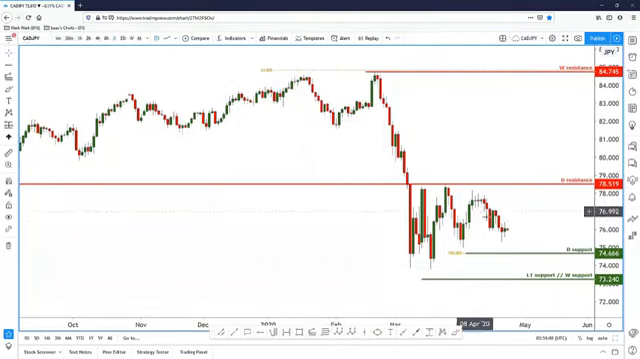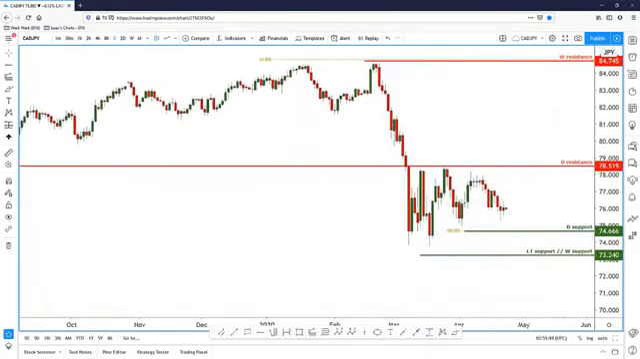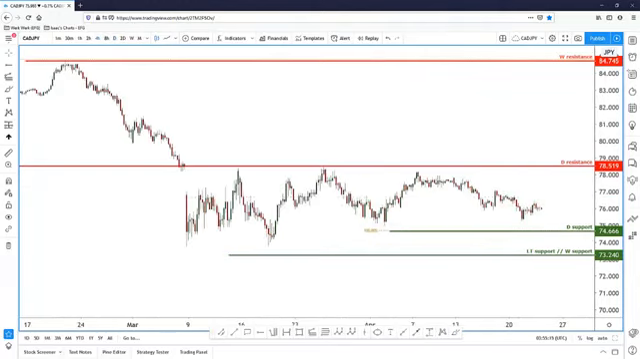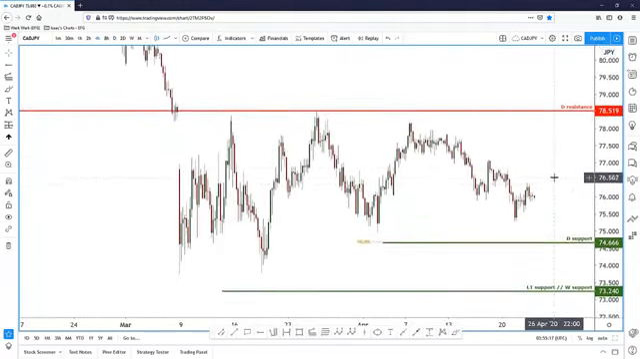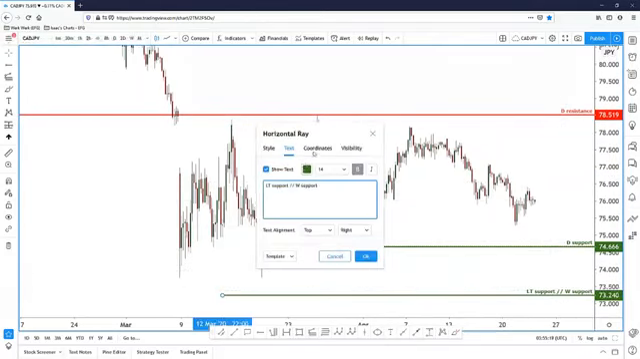Okay, so now that we have the daily resistance, daily support, and the bias that price is actually going to push down towards the daily support and possibly even the long-term support, we go to the 4 hour to look for our entries. Right, so now we're on the 4 hour. Let me tidy this up for you.